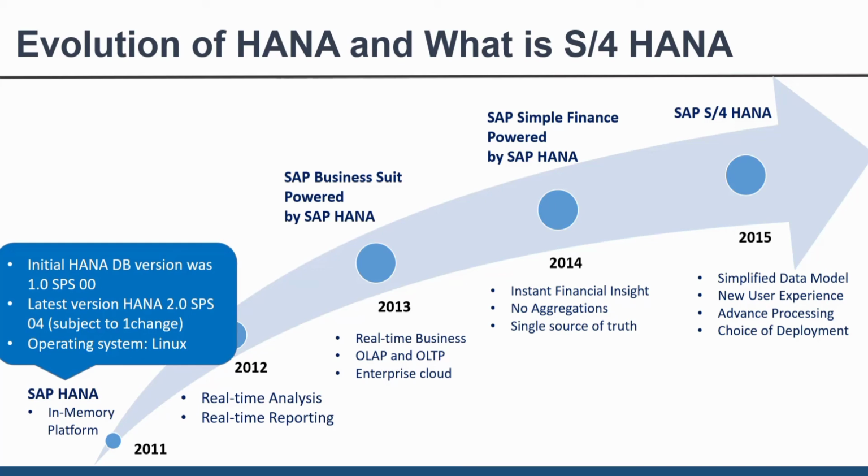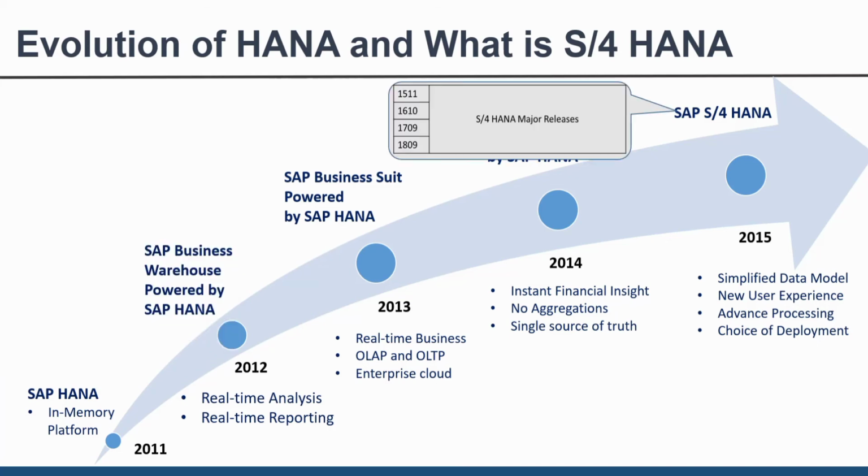You can see over here different versions of HANA database. Previously, it was version 1.0 SPS 0. And then the latest version is HANA 2.0 with SPS 04. The operating system is Linux as of now.